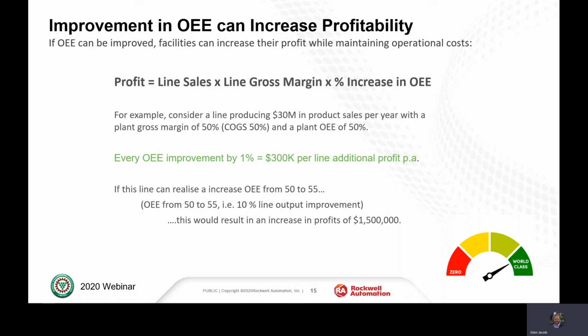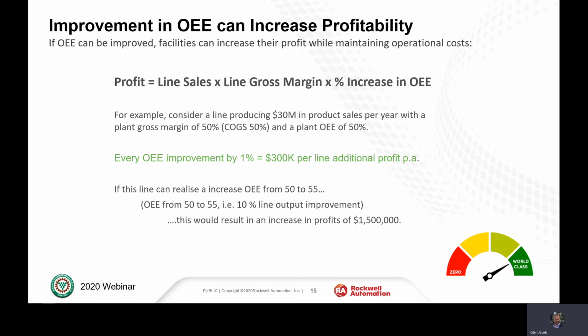We've seen customers that are at that high 40s get significant improvements pretty quickly by applying this system on their packaging line. So there is a lot of value in improving OEE.